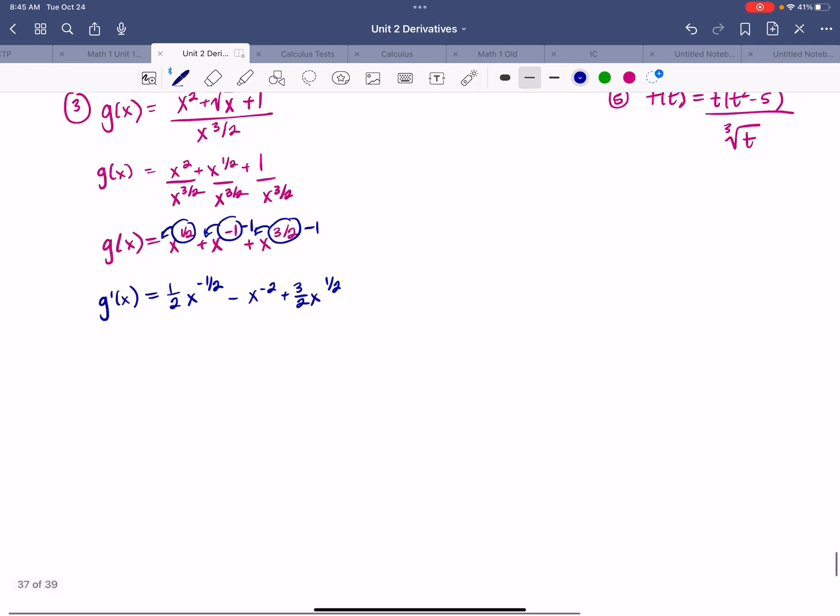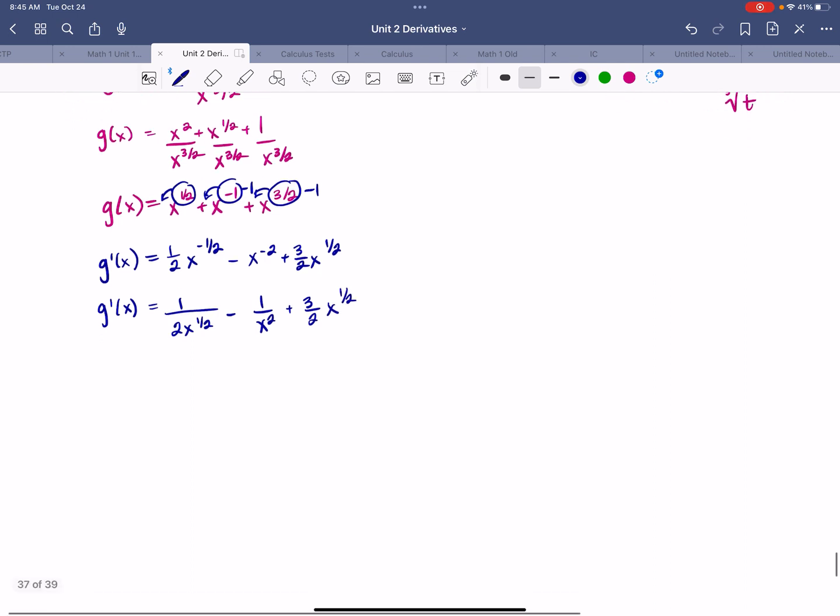So I'm going to clean up this derivative just a little bit. I'm going to make those powers positive by rewriting them in this way. And then, a step further, I might change those 1/2 powers back into their square roots. So 1/2 times the square root of x minus 1/x squared plus 3/2 times the square root of x. And I'm done.